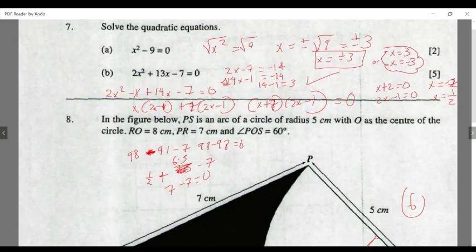So either one of these could be 0, because remember, 0 times any number is 0. So both of these are solutions to this quadratic equation. So since x plus 7 is equal to 0, and 2x minus 1 is equal to 0, x can be negative 7, or x can be 1 over 2. And these are the answers to this problem. Negative 7, 1 over 2.